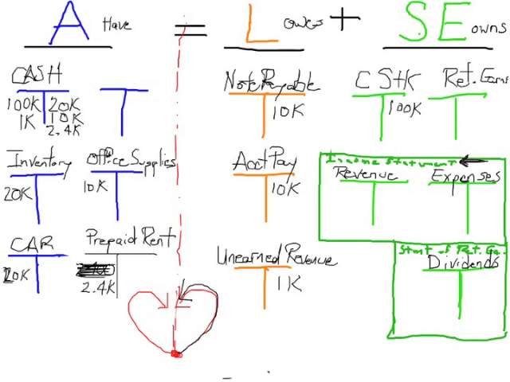All right. So let's essentially, first of all, just look at those key accounts going under equity: common stock, retained earnings, revenue, expenses, and dividends. And we'll start with some equity transactions.